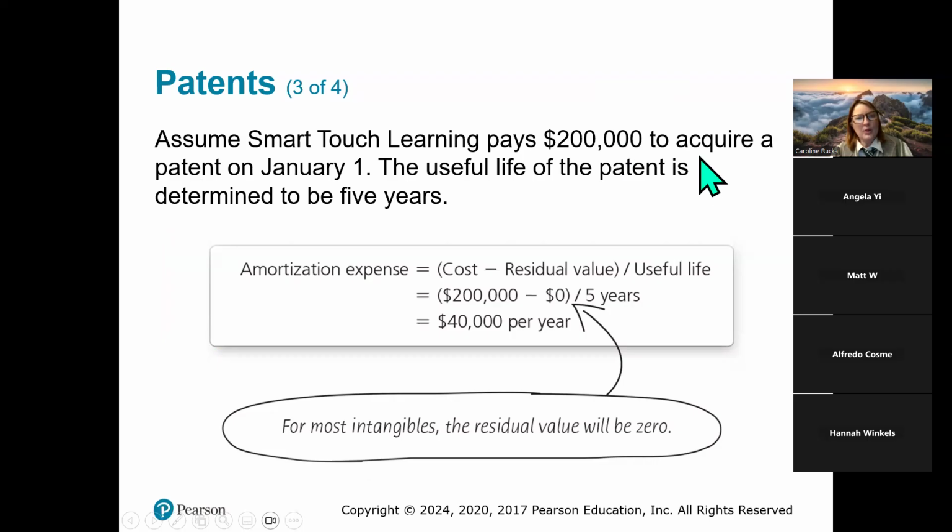Then when we acquire this, there's only 5 years left on this patent.